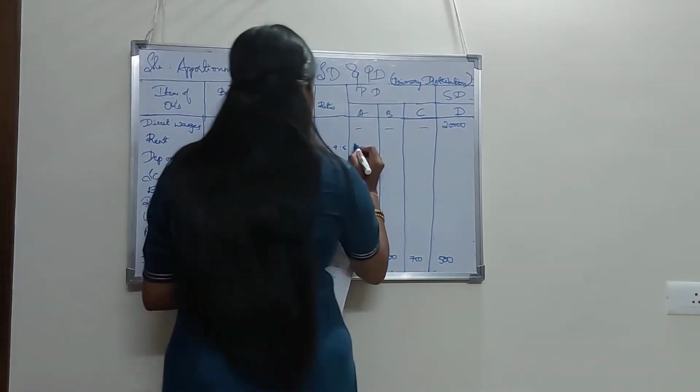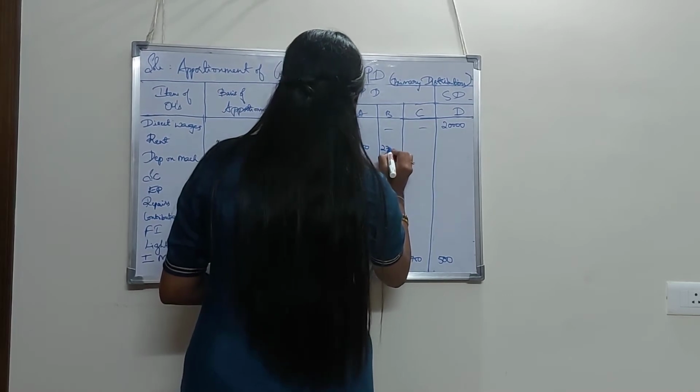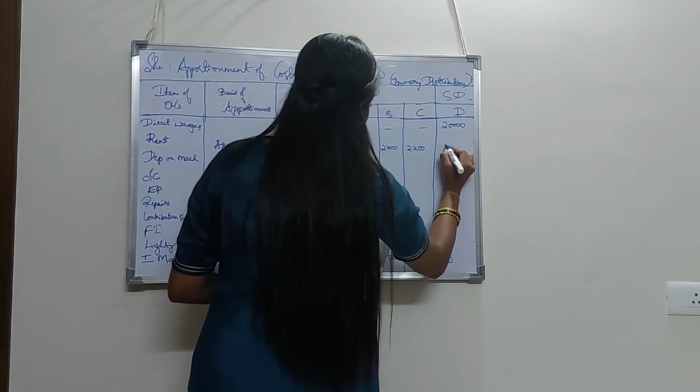So, it is going to be 3,750. 2,750. 2,250. And 1,250.